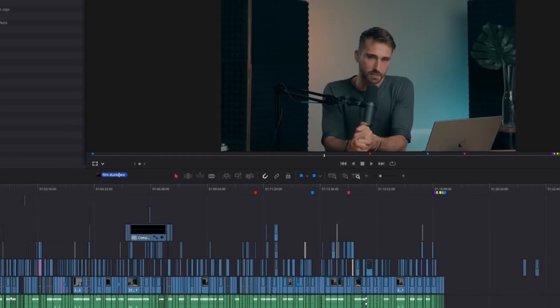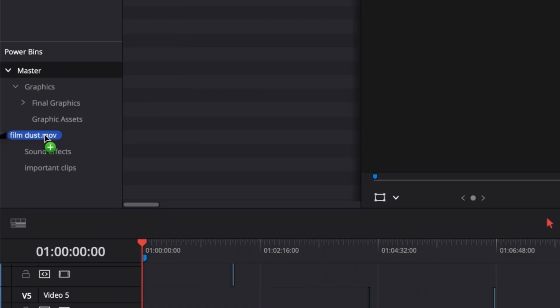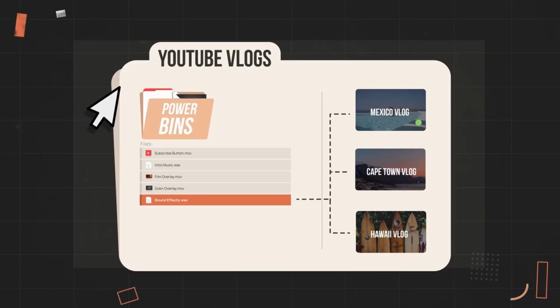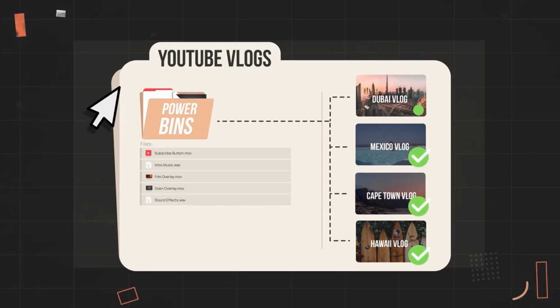But now with Power Bins, every time you update that Power Bin folder with a new piece of media, it auto updates for every other project within that database, and you'll also have access to it in every new project you create. So it doesn't matter if you're a YouTuber or you're creating Netflix documentaries, if you're not using Power Bins in your workflow, you're seriously missing out. And that's just one of the many benefits of using the database structure.